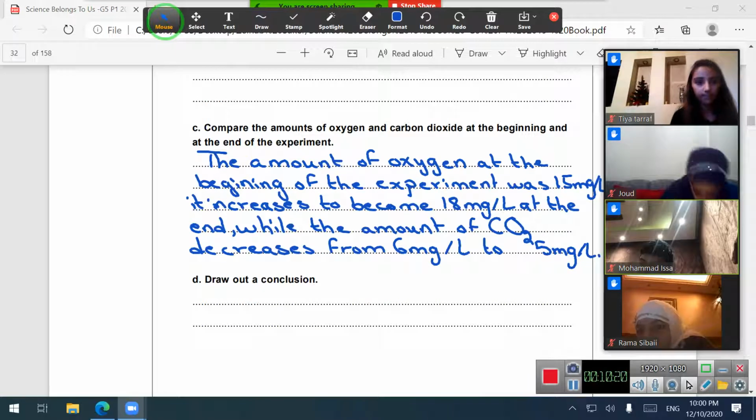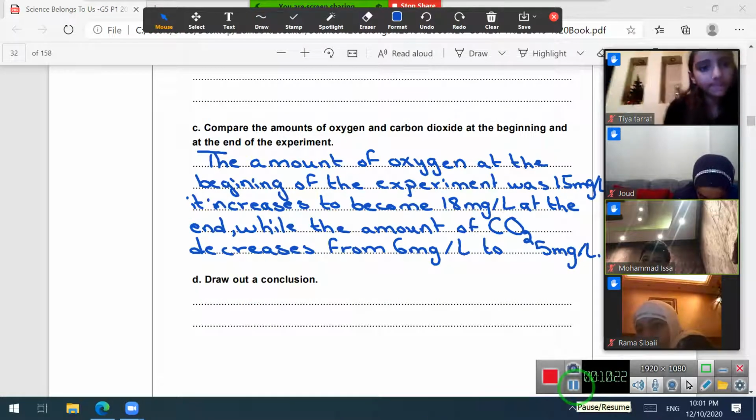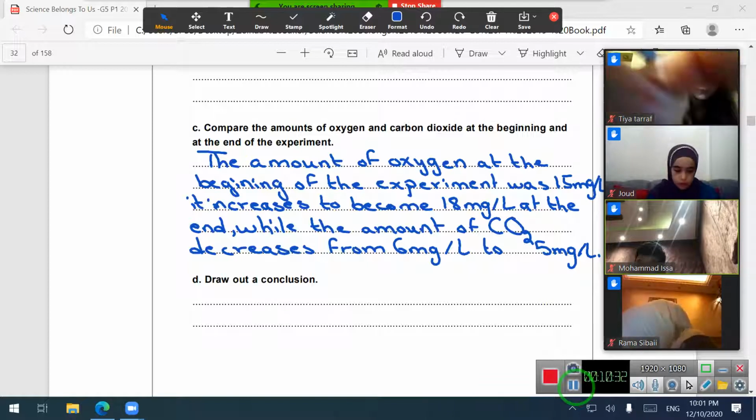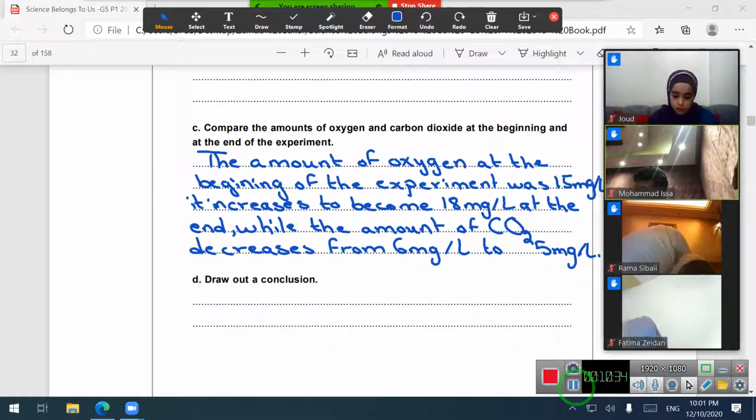So that's our answer. In part D, we have to draw out our conclusion. It means, why is the amount of oxygen increased and the amount of carbon dioxide decreased? Because the green plant needs carbon dioxide. Excellent. So that's why the green plants need carbon dioxide during photosynthesis and they release oxygen. Excellent, student. Let's write our answer.